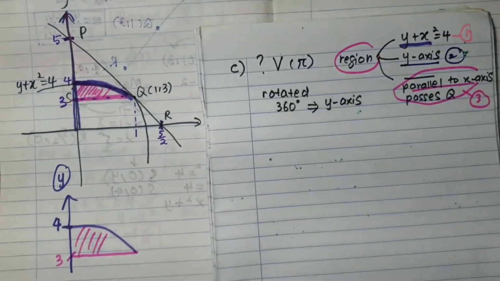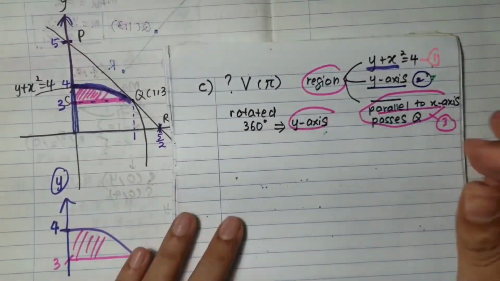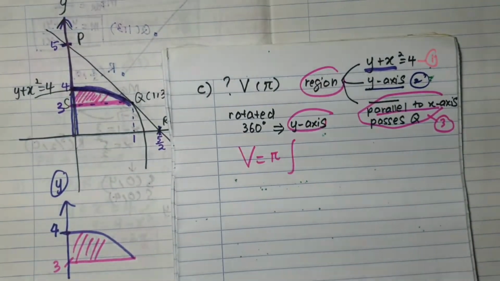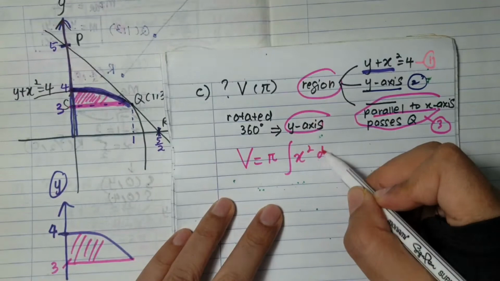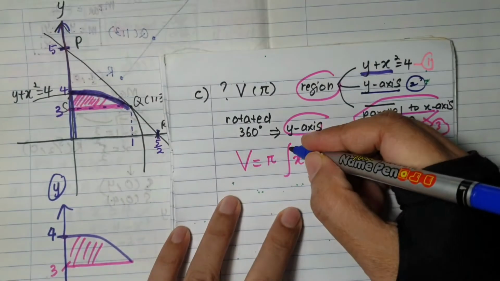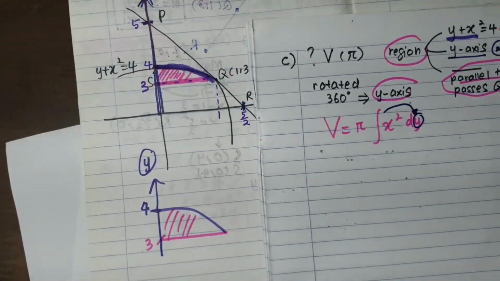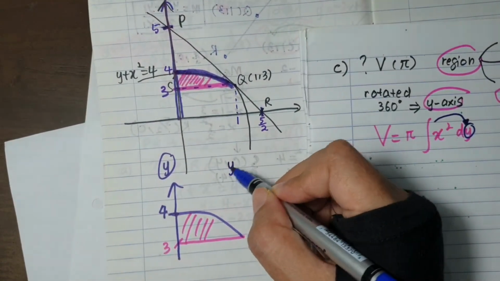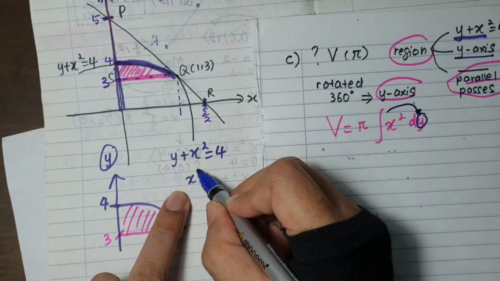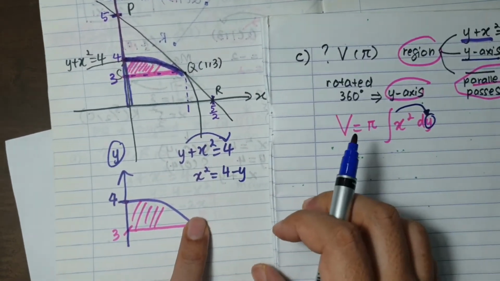Now it says rotated 360 degrees about the y-axis. So your brain should immediately write the formula. Rotate about y, so x squared as the subject, dy. The limits touch what? The y-axis. So what is the equation of the curve? The equation of the curve is y plus x squared equals 4. Since we want x squared as our subject, bring 4 to the right, it becomes minus.